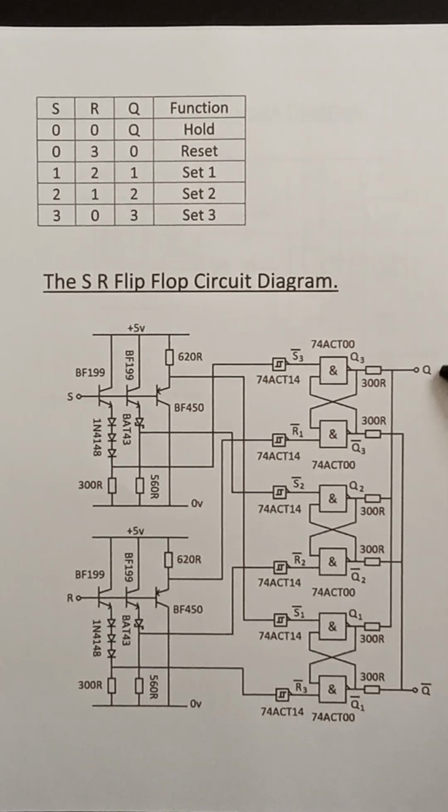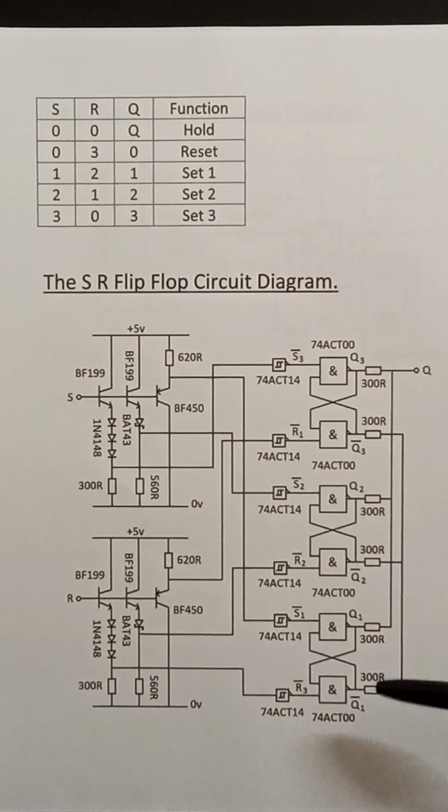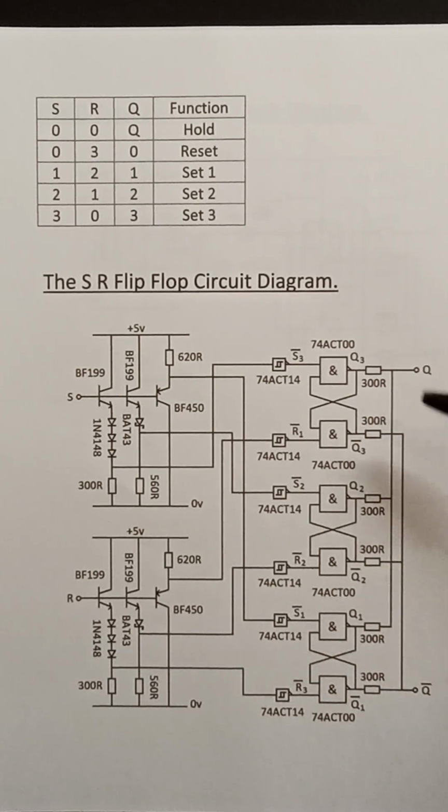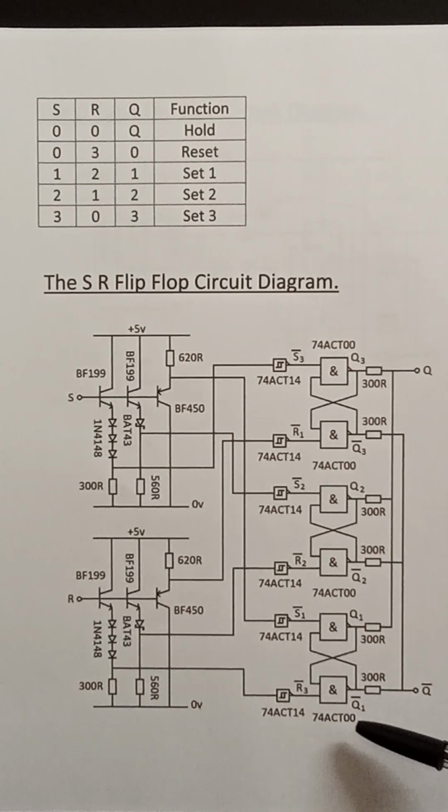These are the outputs Q equals 0, 1, 2 or 3, and these outputs from the output resistors are connected together to form Q. This is the not Q. The not Q performs the value 3, 2, 1, 0 in response to Q 0, 1, 2, 3, and these are the output resistors for not Q. The output impedance for the Q and not Q is a parallel combination of these resistors, so about 100 ohms for Q and 100 ohms for not Q. And that's it. I'm using ACT00s for the NAND gates.